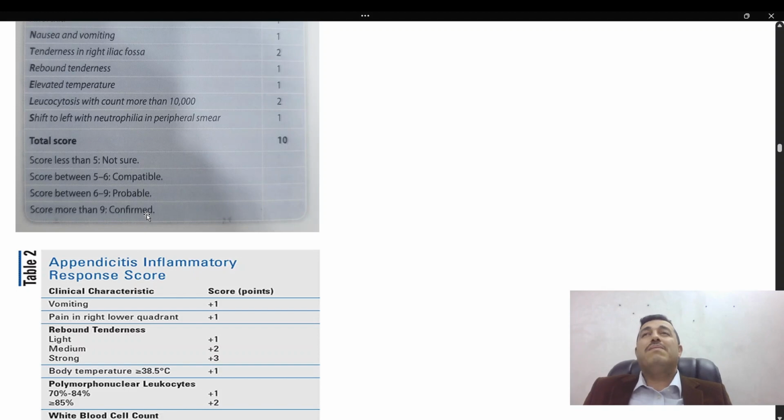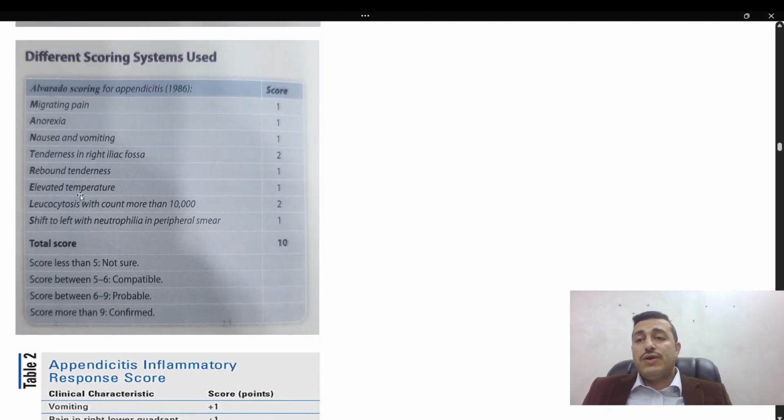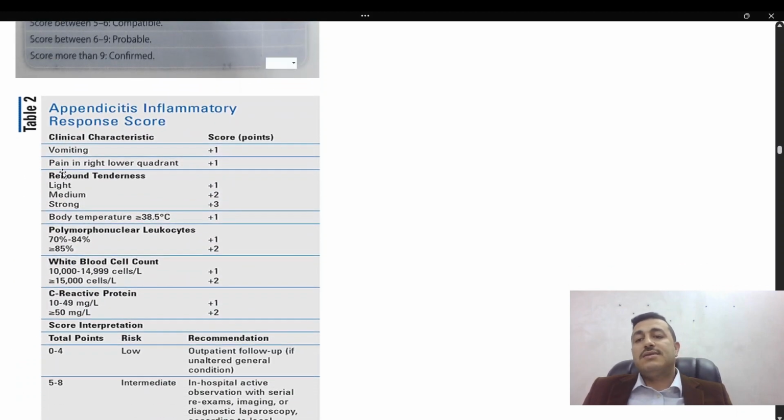Some scoring systems help us, especially when we analyze them, to decide when to do imaging. Of these important scoring systems, first of all is the Alvarado. You can see, I think they are abbreviated in the word MANTRELS. Okay, another important scoring system is the appendicitis inflammatory response score.